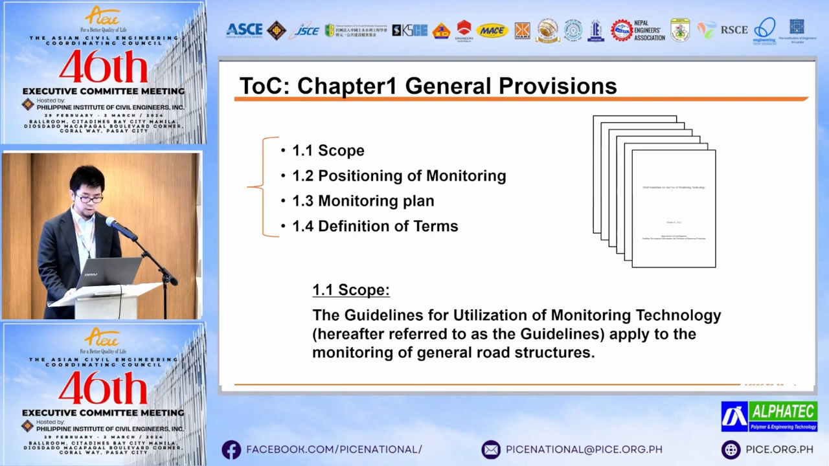And in the last TC meeting, we mainly exchanged opinions on chapter one of the monitoring guideline. So I'd like to briefly explain chapter one. The title of chapter one is general provisions, and it includes four sections: scope, positioning of monitoring, monitoring plan, and definition of terms. From now on, I'd like to explain the details of chapter one, and also what kind of discussion we have had in our TC meeting.